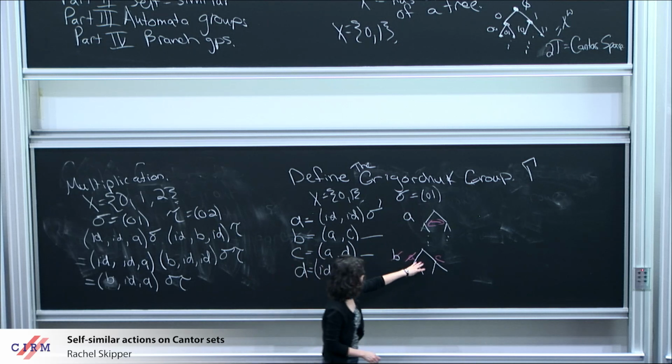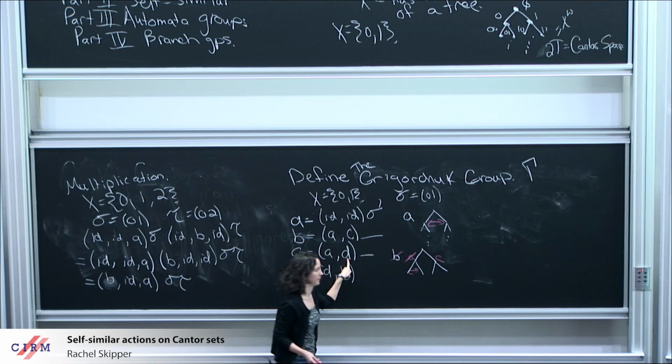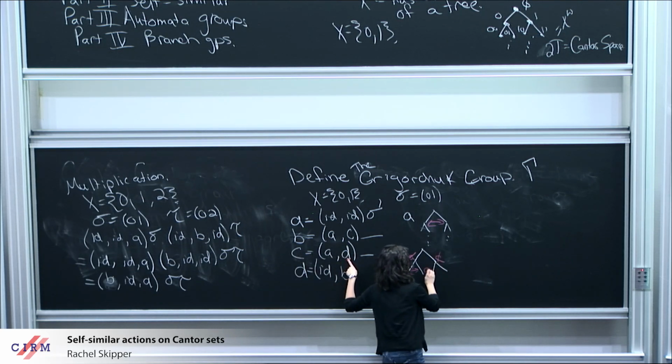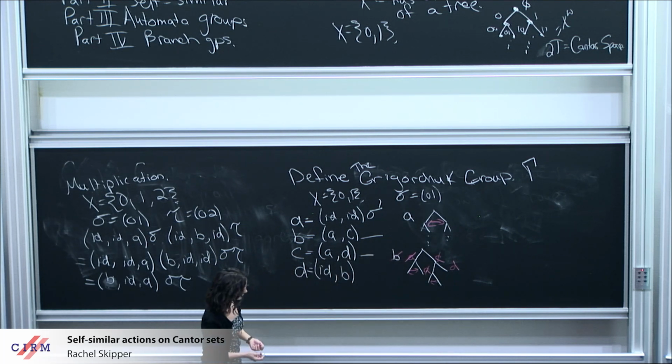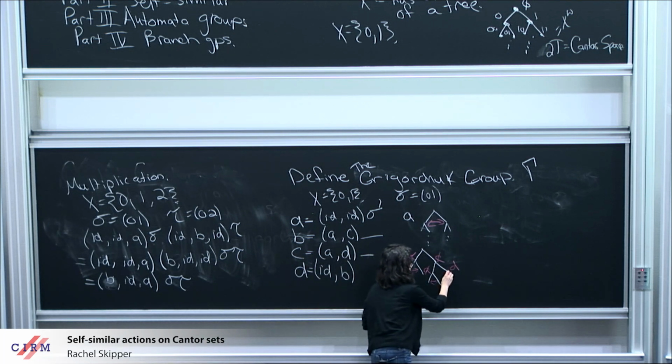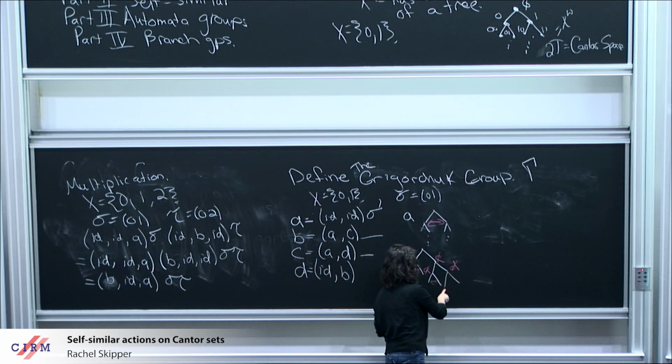Whereas on the right subtree, I go back to my list. C says do nothing at the top, but then act as A on the left subtree and D on the right. So I get A and D. Again, we know what A says to do. It's a swap and nothing more, so we get a little swap right here. D, on the other hand, does nothing at the top, then is the identity and B.